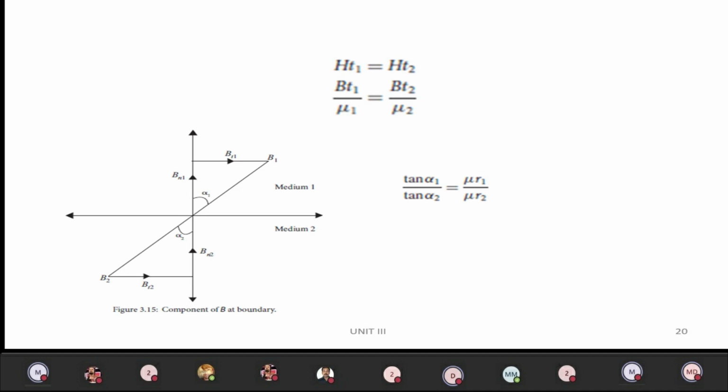The tangential component of magnetic field intensity is the same, and the normal component of magnetic flux density is the same across the boundary. That is what should come to your mind. So see these things clearly.